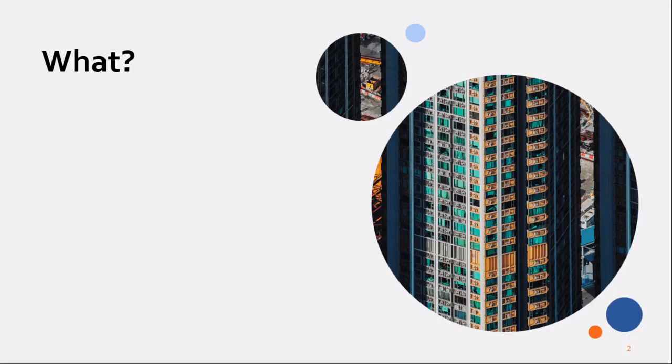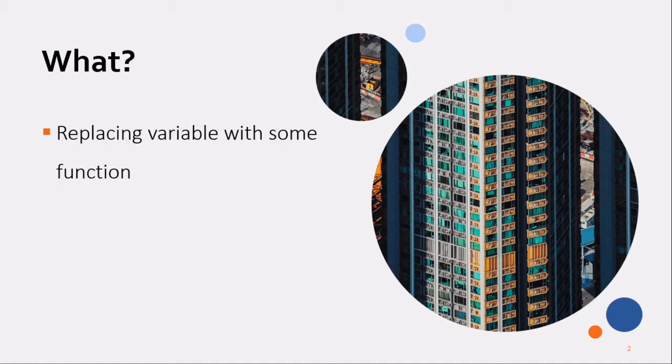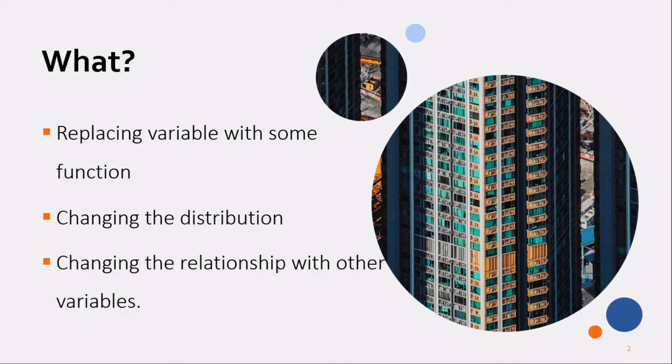So now, what is variable transformation? Basically, variable transformation means we are going to make some changes or some replacement for a variable. It can be replacing a variable with some function and changing the distribution. You might have heard about skewed distributions, right skewed and left skewed. We are going to eliminate the right skewed distribution and generate a normally distributed one, so that we can analyze or predict those errors in an easy way. And we are also changing the relationship with other variables. So this is what variable transformation is about.